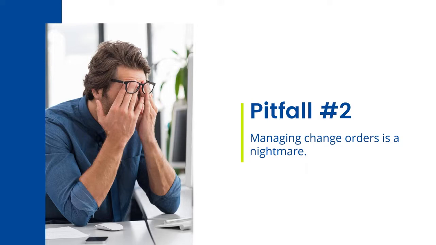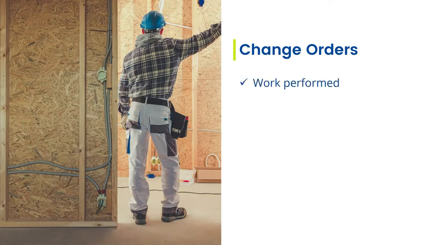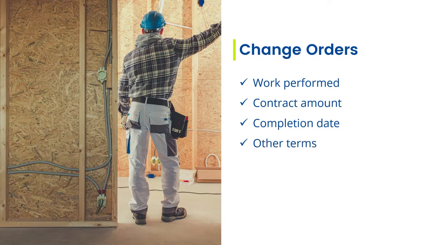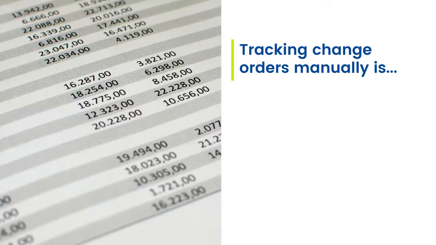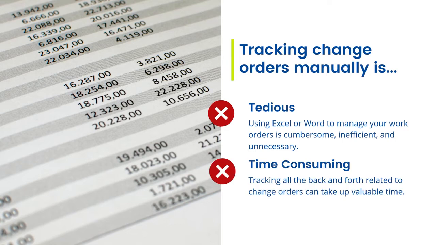Whether it's a change to the work to be performed, the contract amount, the completion date, or some other term of the contract, a change order has to go through many stages from being written up, sent to the appropriate parties, reviewed, approved, denied, sent back. All of this takes a lot of time. Tracking all of this can be very tedious and time-consuming, especially when manually creating in Word and tracking in Excel spreadsheets, for example.